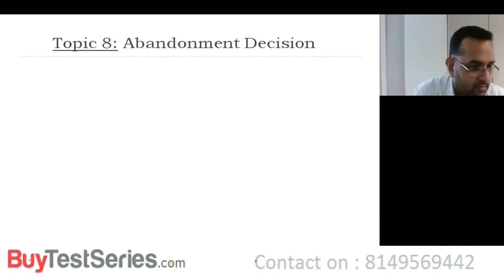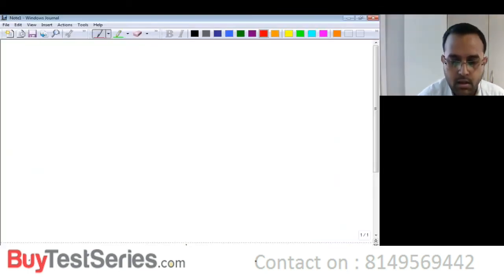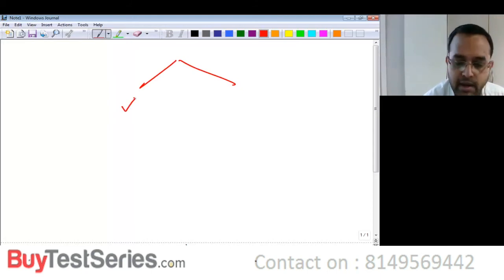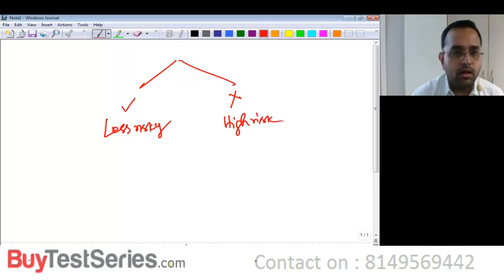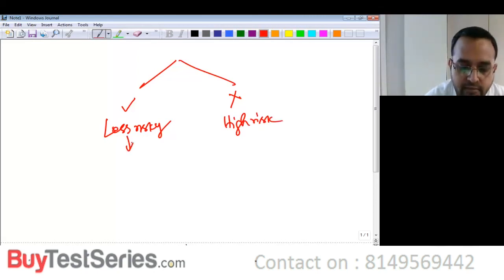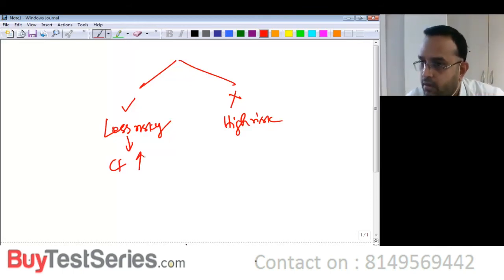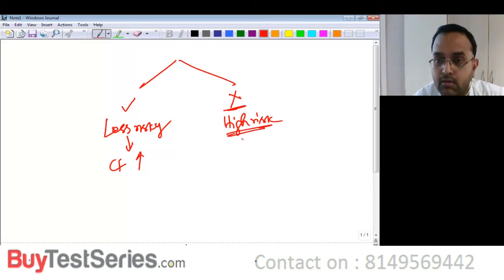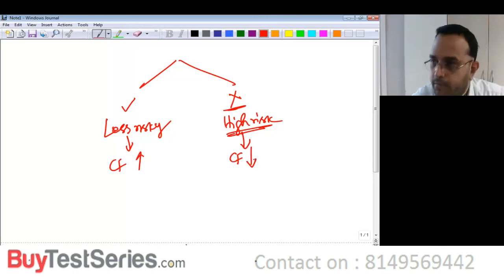Let's try to relate it like this. Let's say there are 2 projects: a project that can be abandoned and a project that cannot be abandoned. If a project can be abandoned, you call it less risky. If a project cannot be abandoned, it means it's high risk. As a continuation, we can say when a project is less risky, it means that your cash flows are more, correct? If you can abandon it, at least you can stop the loss when something wrong happens. But if you cannot abandon it, it is high risk, which means you have to incur the loss, you have no other option, which means cash flows are going to be relatively lower.